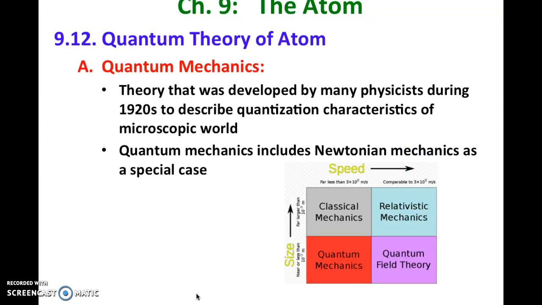Quantum mechanics is a theory developed by many physicists during the 1920s to describe quantization properties of the microscopic world. Newtonian mechanics is just a special case of quantum mechanics.